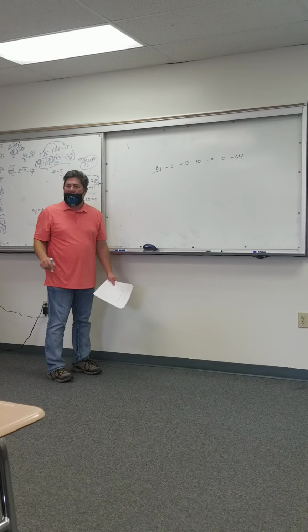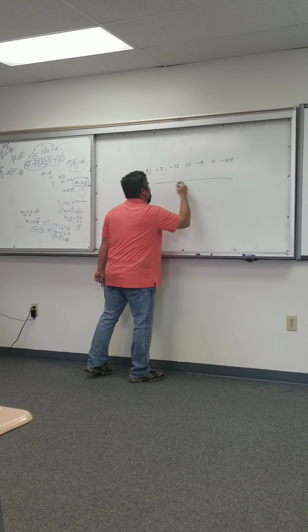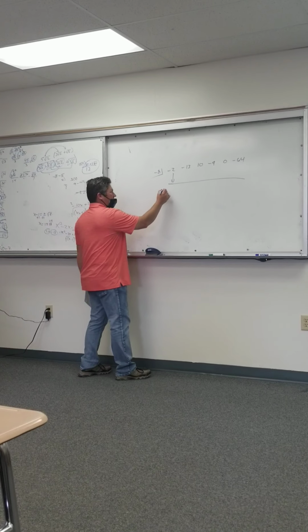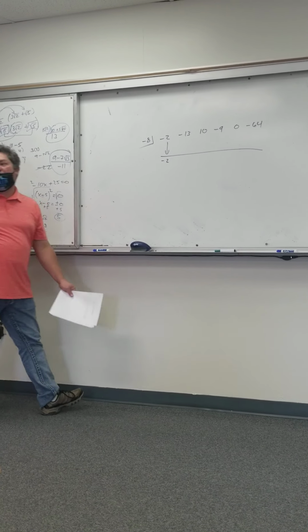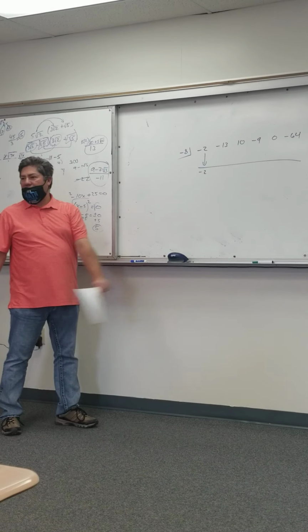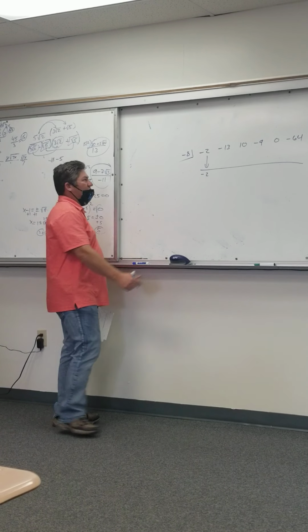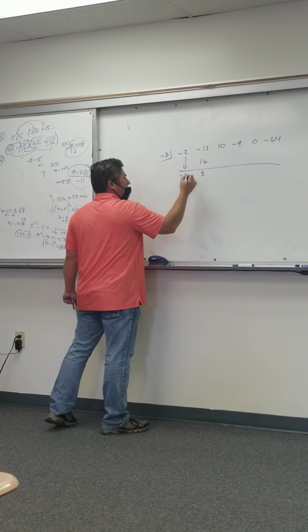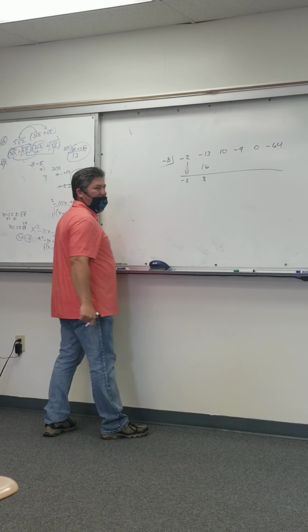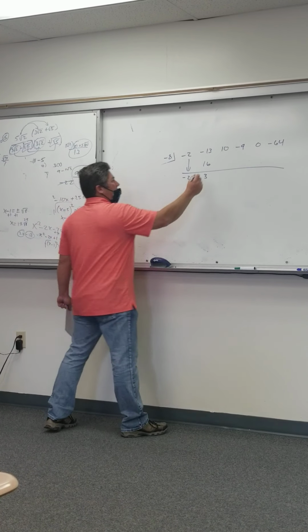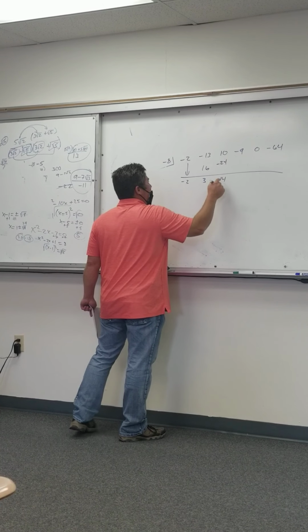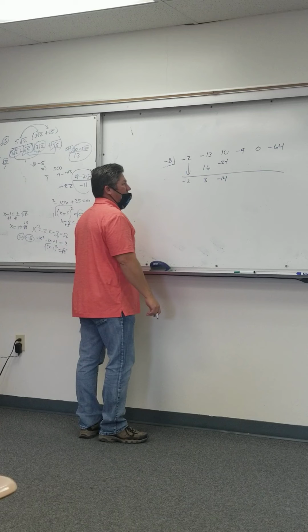What's the first step then? I draw a line, give myself some room, and drop down the -2. Now I just multiply and add all the way across. What's a negative times a negative? Positive 2 times 8 is 16, minus 13 is 3. 3 times -8 is -24, plus 10 is -14. That one I need a calculator for because I'm too dumb.